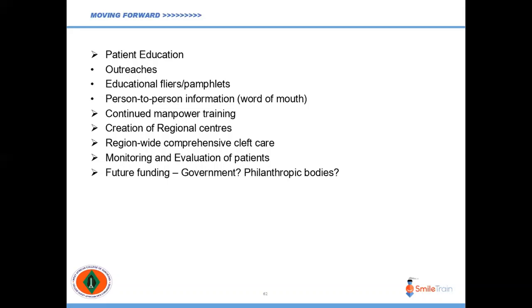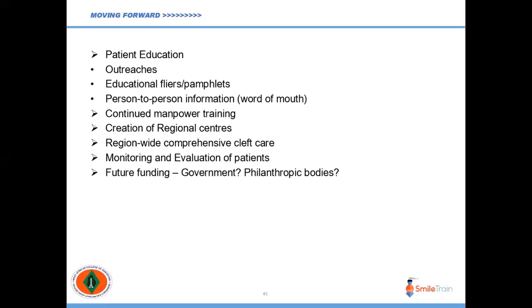Now, the creation of regional centers, providing region-wide comprehensive cleft care, is something that we should take into consideration. Looking at the UK, which shrunk down their 57 centers to 8 to 15 centers, just to ensure that the specialists carrying out this cleft care are getting the most experience. Continued monitoring and evaluation of patients. So we don't treat and leave, we treat and make sure we hang on to them and keep contact, call them in regularly, even if they're not ready for treatment.